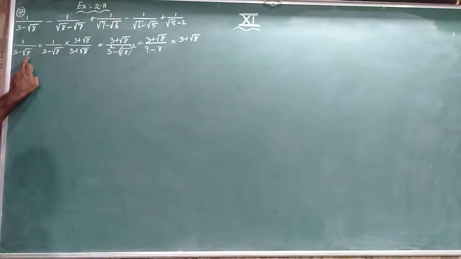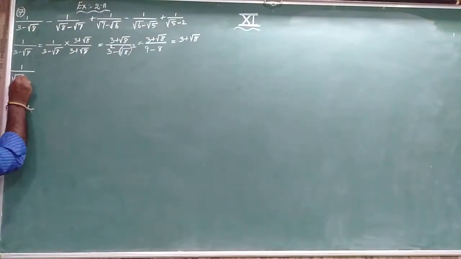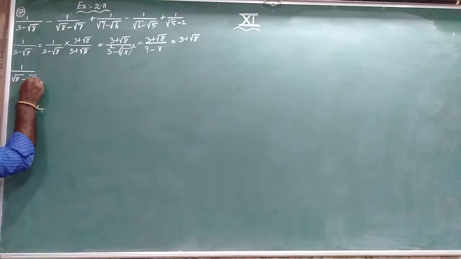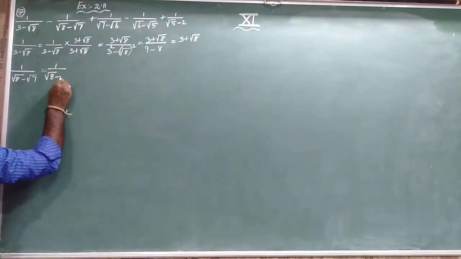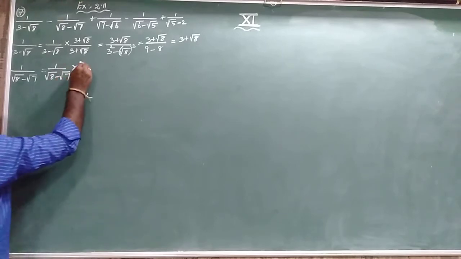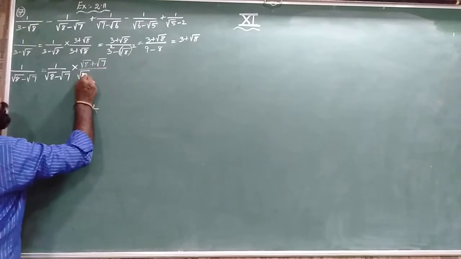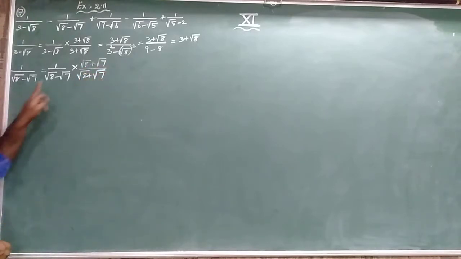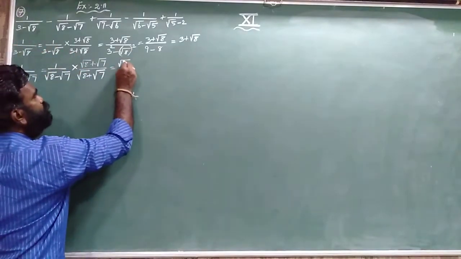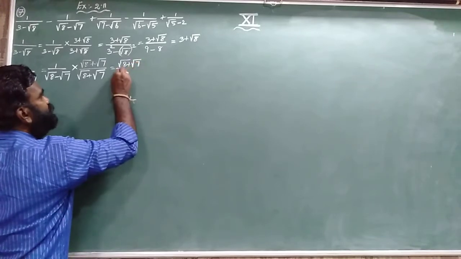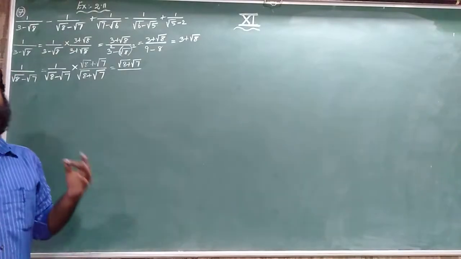For this one I have rationalized. I am going to take the next term: 1 divided by square root of 8 minus square root of 7. How are we going to rationalize? Multiply by the conjugate, square root of 8 plus square root of 7, divided by square root of 8 plus square root of 7. Here minus means I need to put plus. 1 multiplied with this is going to be the same. Square root of 8 plus square root of 7 divided by a minus b, a plus b. What is the formula? a square minus b square.